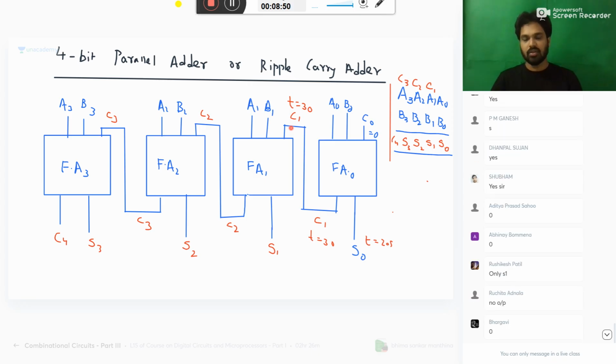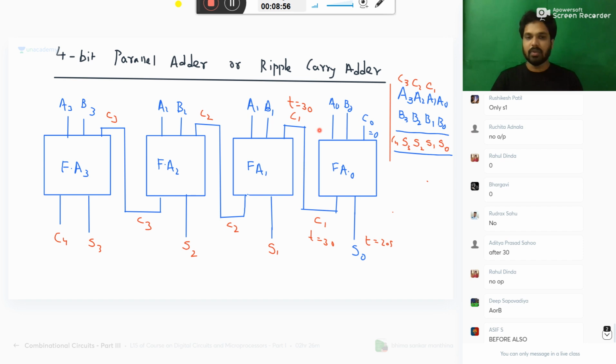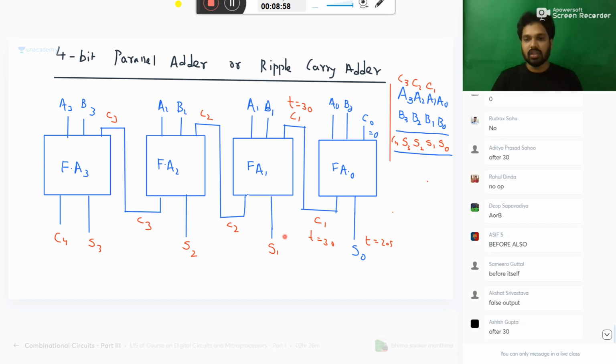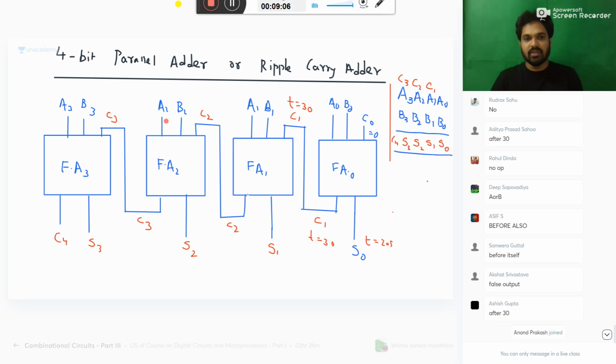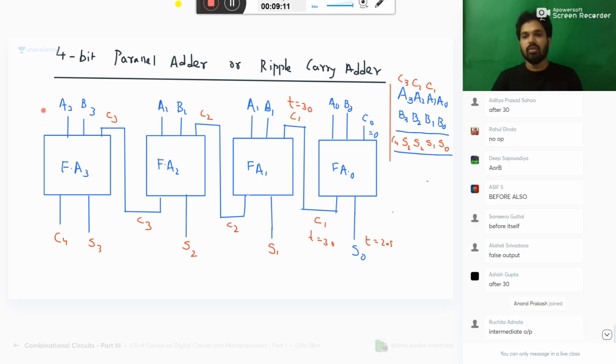Listen here. The adder doesn't know whether you give carry at 30 or not. It doesn't matter. Before also there will be some output, which is based on A1, B1 and the already present C1. Please understand that when you apply A3, B3, A2, B2, A1, B1, A0, B0 at time t equal to 0, at that time, based on the available values, it will already do some addition.